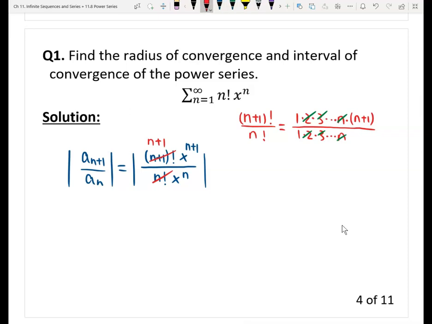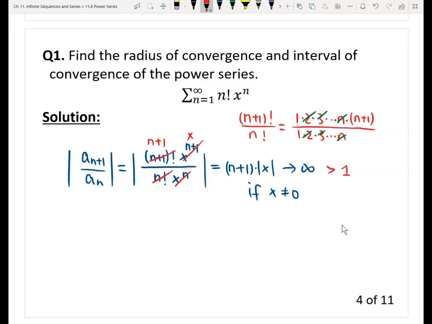Okay, the second. We can cancel this power, right? We use the quotient rule of exponents. So what is left? We have x left. Therefore, we simplify, we have n plus 1 times absolute value of x. Can you see this? Imagine if x does not equal 0, what is the limit? It approaches infinity, because n plus 1 goes to infinity. Absolute value x is a constant number, so of course it goes to infinity. Infinity is definitely greater than 1, right?